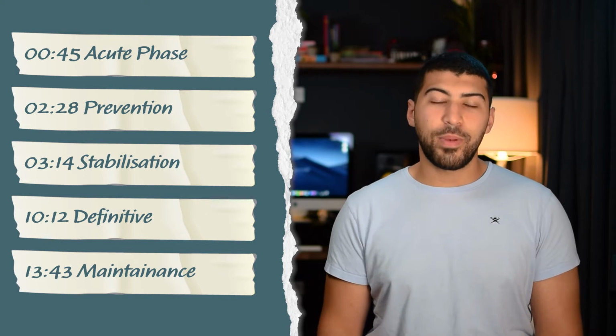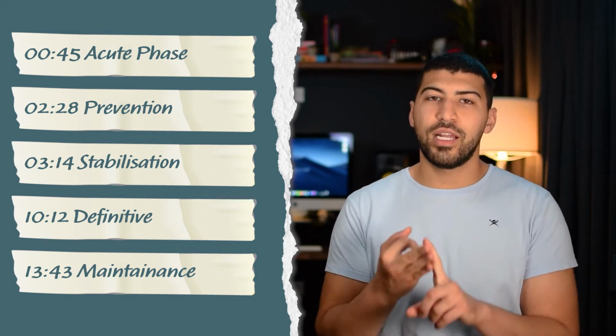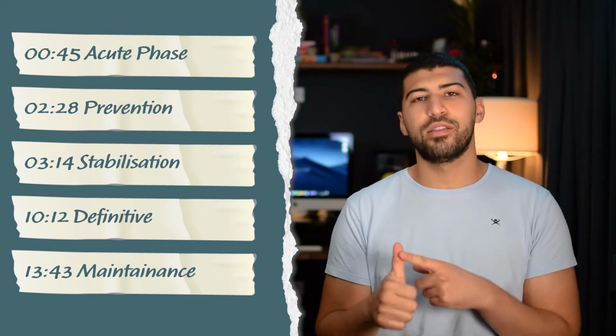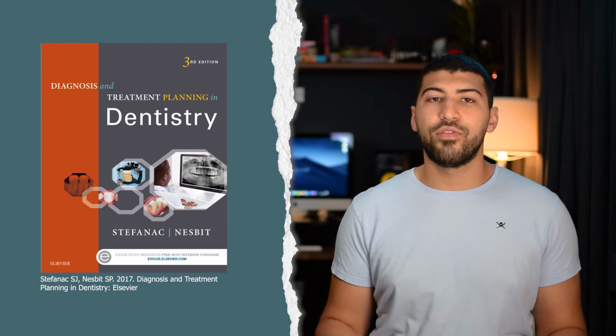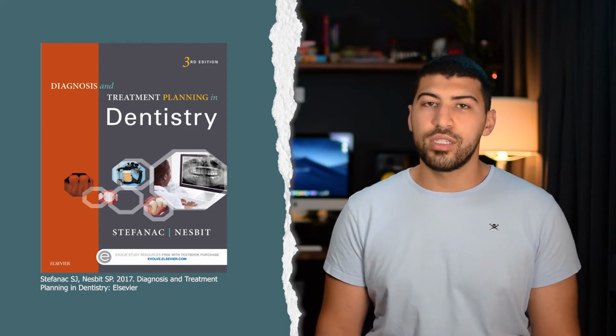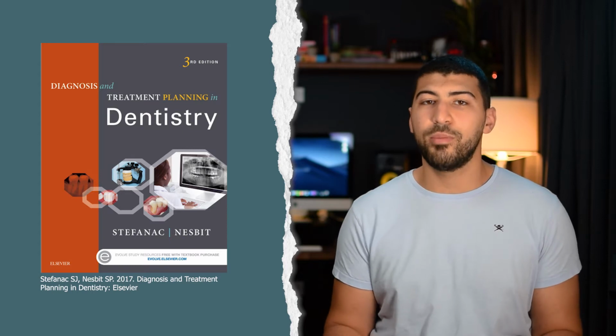The order to follow in treatment planning is the acute phase, prevention, stabilization, definitive treatment, and finally maintenance. We've taken and adapted a lot of the content from this video from a book called Diagnosis and Treatment Planning in Dentistry, and we recommend you check it out. Your uni might name things slightly differently, so just bear that in mind, and as you watch this video, it will all make sense.